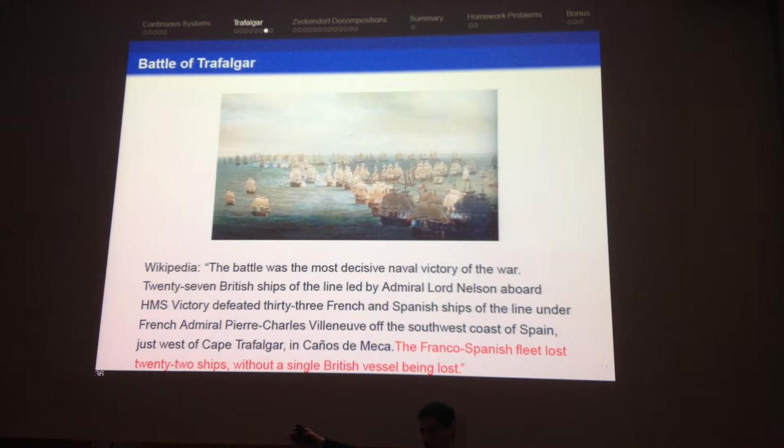This assumption that it's this constant rate is absurd. The other thing is the British were better sailors. And the question is, do you have slightly better ships? So there's a lot of things going on.